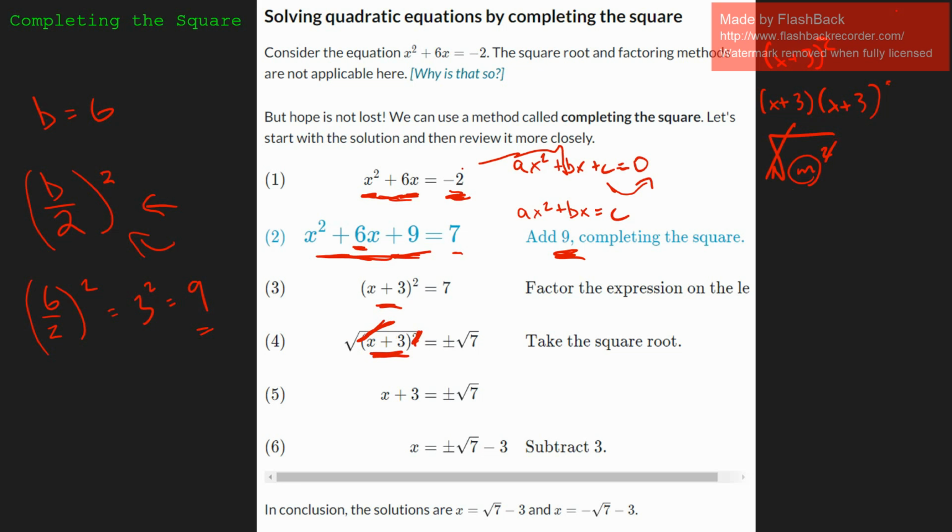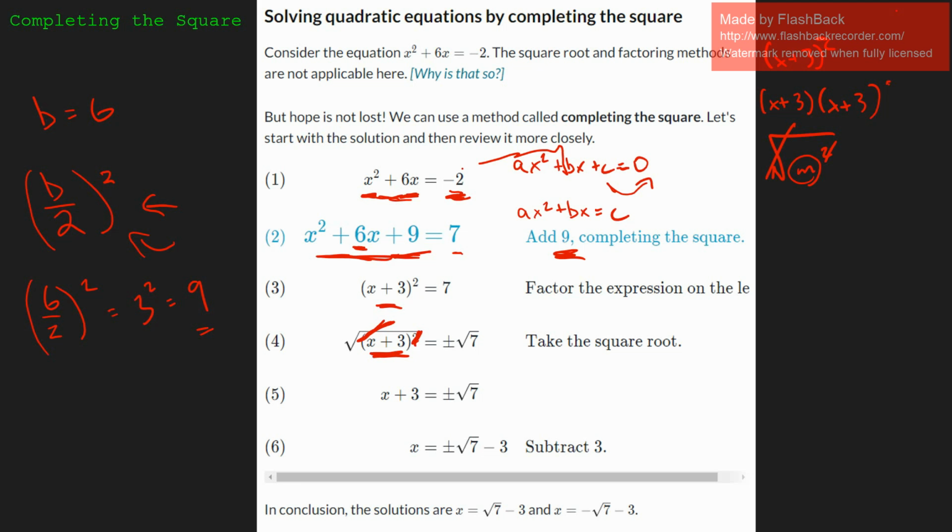Step number 5 is just rewrite everything, right? So in step number 5, you rewrite everything. So you have the x plus 3, that's what popped out. And on the right side, the square root of 7. It's important, as we mentioned in the last lesson, to know that when you take a square root, it can be positive or negative.